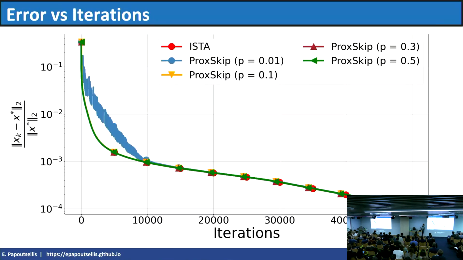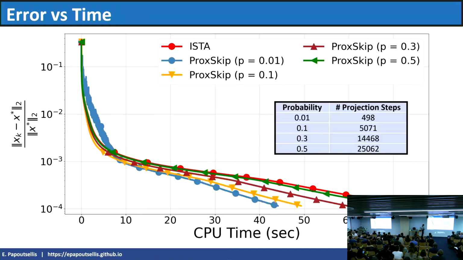This is what we get if we use different probabilities. It's not a very interesting plot, except that for the very small probability, we have a lot of oscillations because we skip these projection steps, and after 10,000 iterations, everything matches. This is if we compare the error versus the iterations. However, it's a totally different story if we compare the error with time. We see that the one that had a lot of oscillations actually reached this target accuracy in about 42 seconds, and we use only 400 projection steps. So it's quite fast. But this is a TV denoising problem.